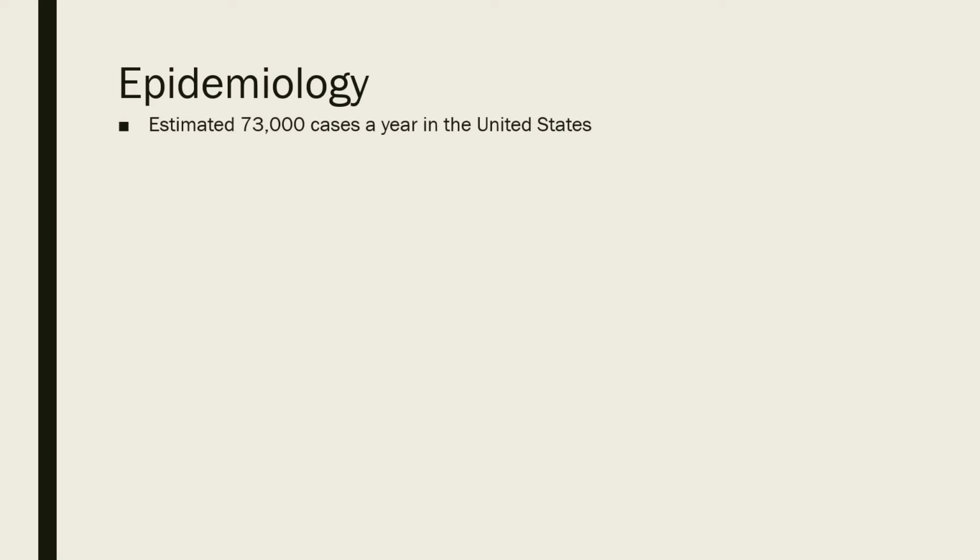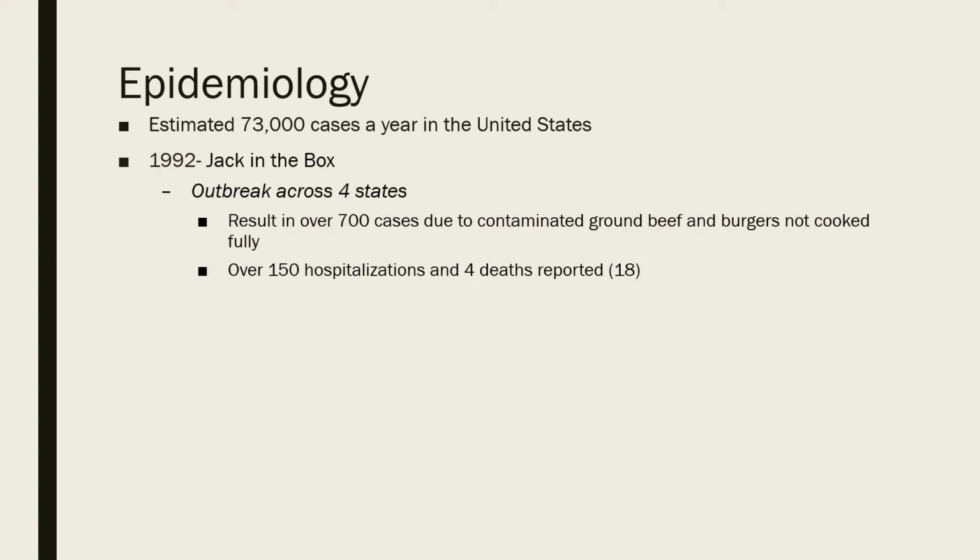Now, as we know, we have heard about the romaine lettuce outbreak last month, and this is not something that is rare. It's actually something fairly common because enterocolitis and colitis combined causes about 73,000 cases a year in the United States alone. Some of you may remember this, but in 1992, there was an E. coli outbreak from Jack in the Box.